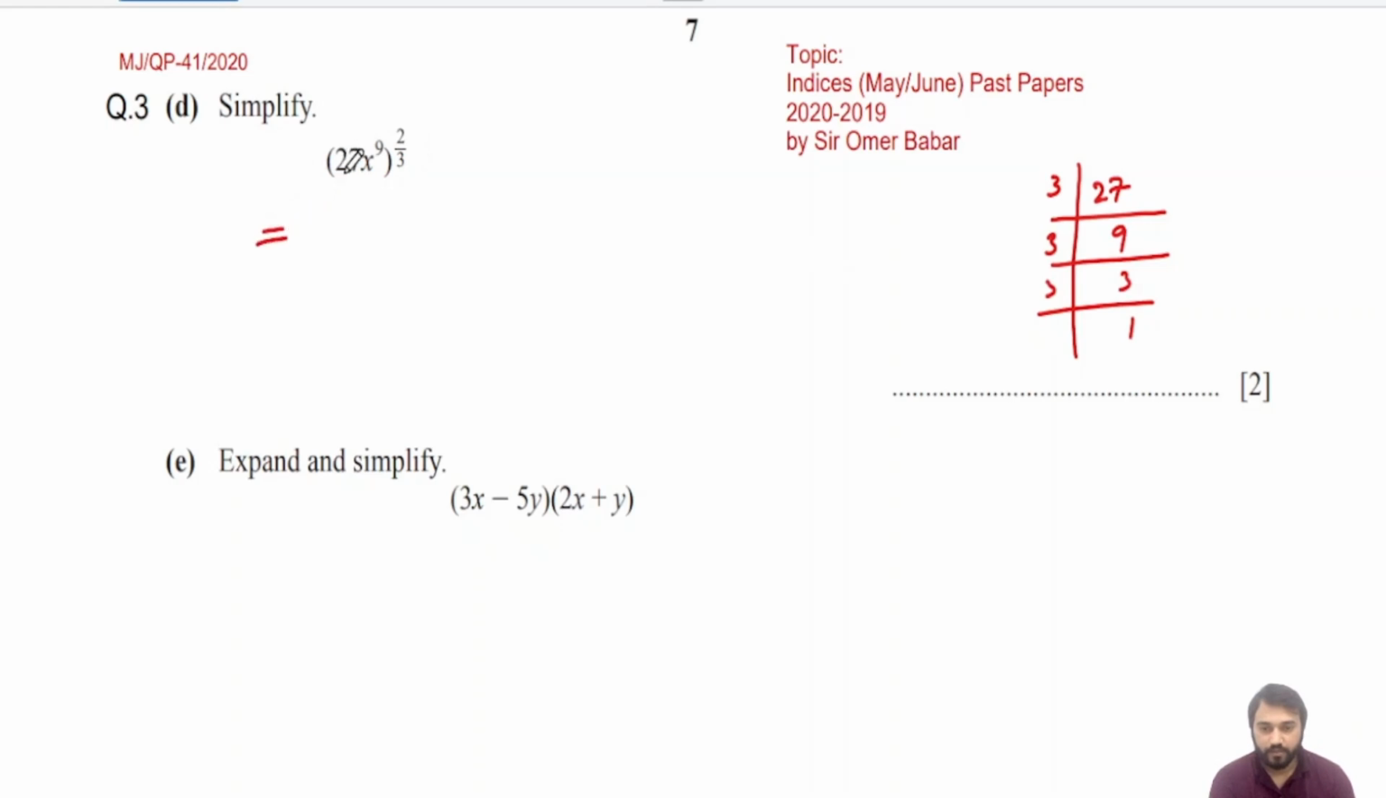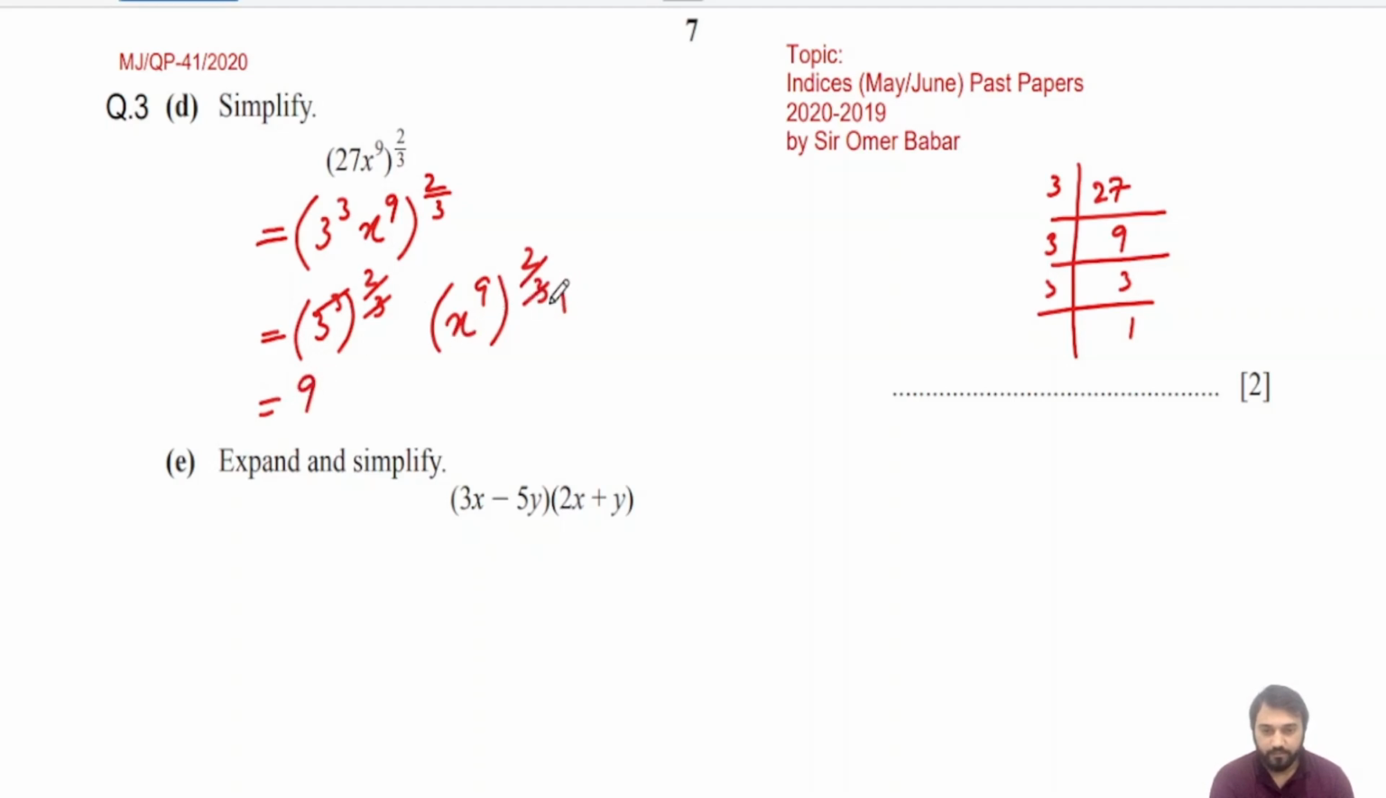So I can write, instead of 27, 3 raised to power 3, x raised to power 9, and whole power is 2 over 3. Again we have power, so we have to take the power of every term inside the bracket like this. 3 raised to power 3 whole power 2 over 3, and x raised to power 9 whole power 2 over 3. We can cancel them. So 3 raised to power 2 is equal to 9, and 3 1 time, 3 times 9. So 3 into 2, power of power we multiply. So this is going to multiply 3 into 2, that is equal to 6. Our answer to this question is 9x raised to power 6.